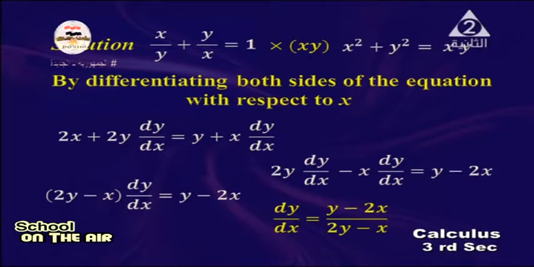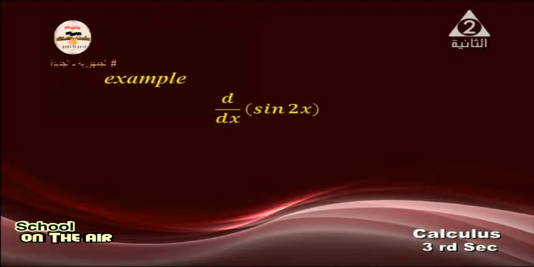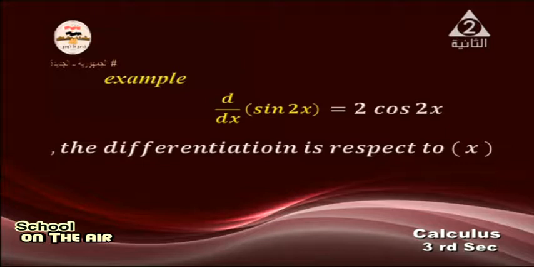Now we move to the next example. What is the derivative of sin 2x with respect to the variable x? The derivative of sin 2x with respect to the variable x is 2 cos 2x, by differentiating both sides with respect to x.